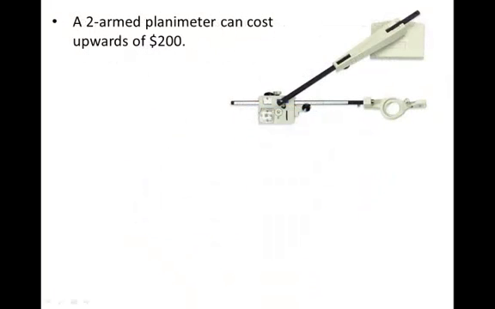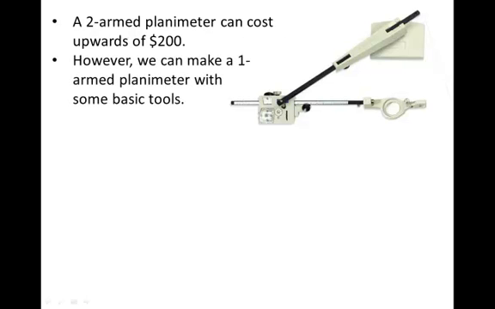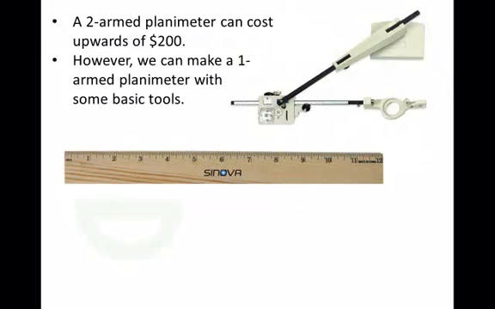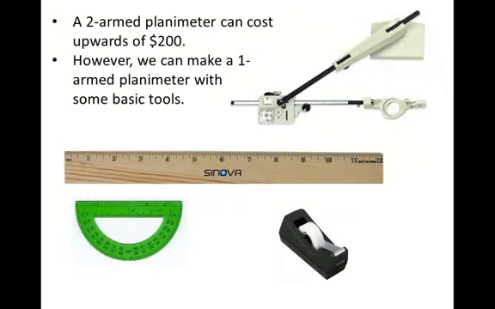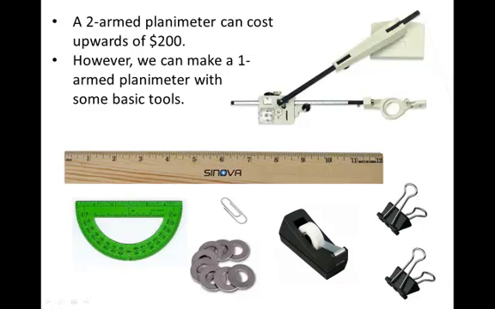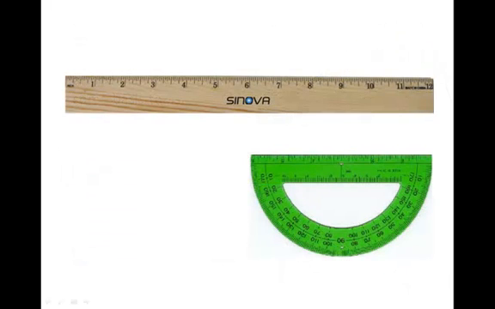Now, a two-armed mechanical planimeter like mine can cost upwards of $200. They're not cheap. However, you can make a one-armed planimeter with some basic tools. It won't be nearly as accurate, but it still does a pretty good job. So the tools you'll need are a ruler, a protractor, some tape, a paper clip, some washers, and a couple of binder clips. So here's what you do.